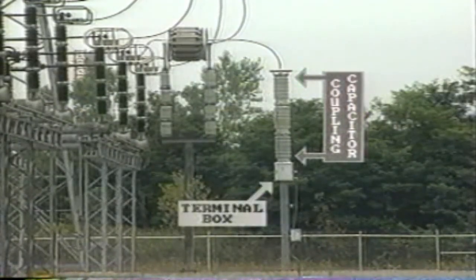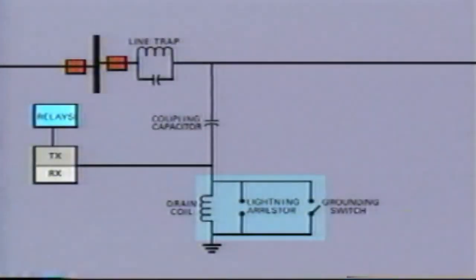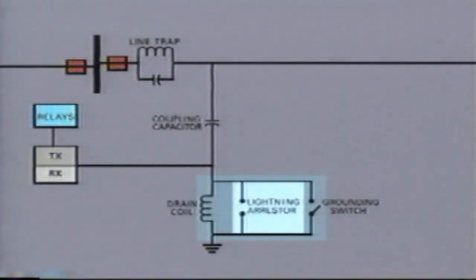The terminal box is often located at the base of the coupling capacitor. It contains the capacitor grounding equipment, that is, the grounding switch, the drain coil, and the protective gap. Let's look at the function of the drain coil. As you can see, it is connected between the coupling capacitor and ground. It has an inductance designed to give low impedance at 60 hertz, but a high impedance at carrier frequencies. So the coupling capacitor is safely grounded by the drain coil.